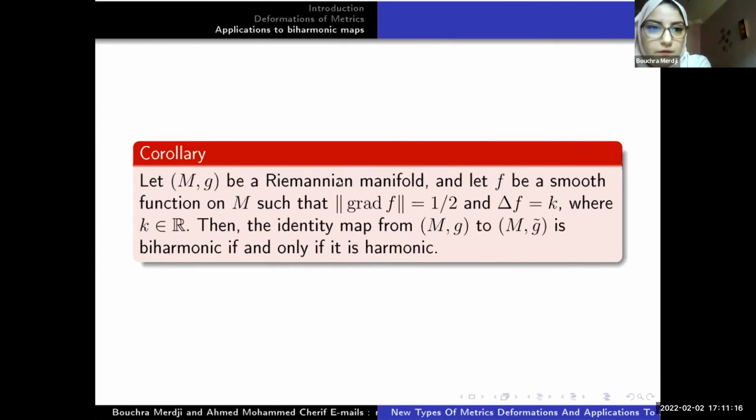So for finishing, we have a corollary. M equipped with G is a Riemannian manifold, and let f be a smooth function on M, such that the norm of the gradient of f is equal to 1/2, and the Laplacian of f is equal to a constant k. Then the identity map from M equipped with G to M equipped with G tilde is biharmonic if and only if it is harmonic.